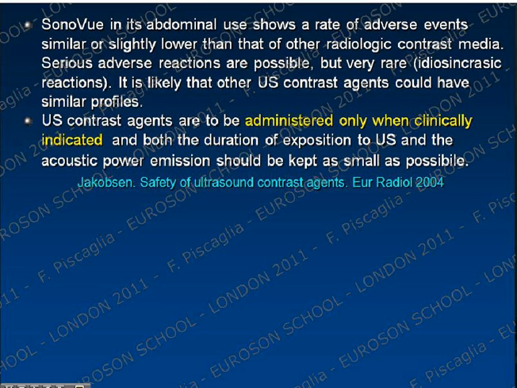So altogether, up to 2007 we didn't have more data on other contrast agents, but it could be hypothesized that the rate was similar. However, the risk, despite being very low, is present, and so ultrasound contrast agents are to be administered only when clinically indicated. And both the duration of exposure to ultrasound emission and the acoustic power emission should be kept as small as possible. So the shorter the time and the lower the energy, the better.